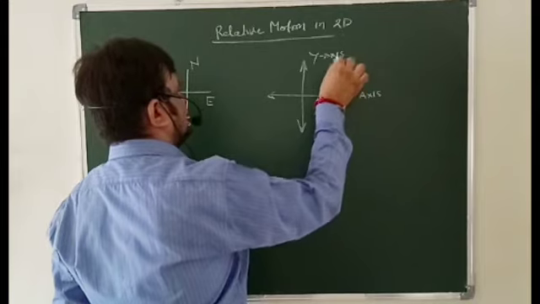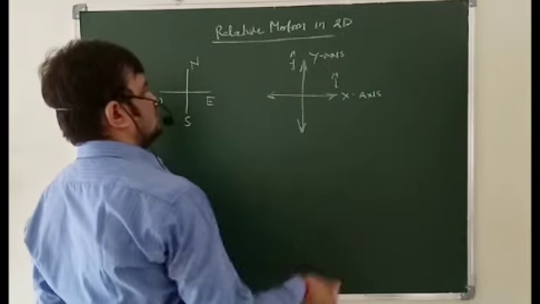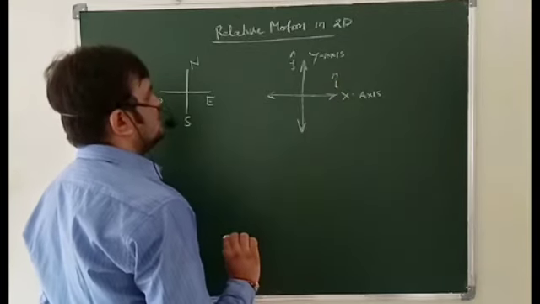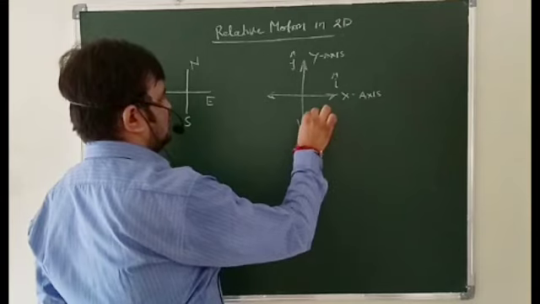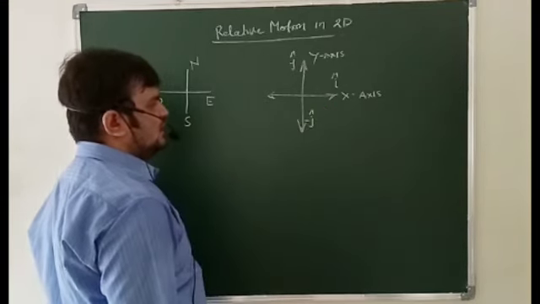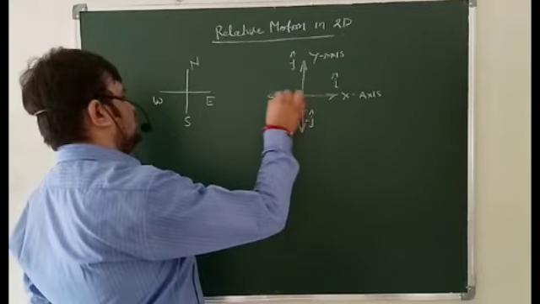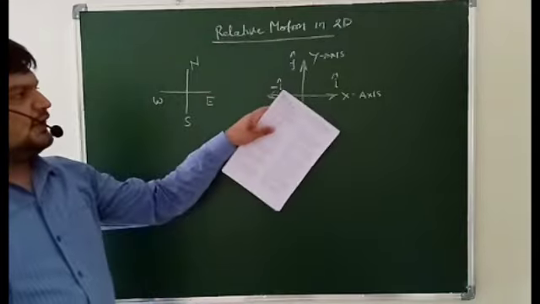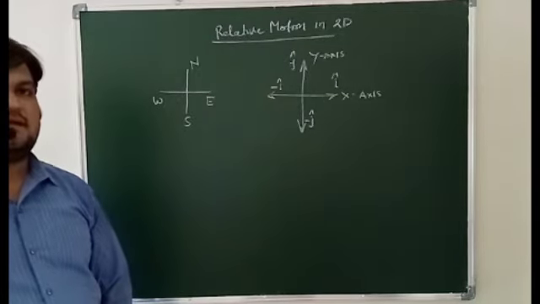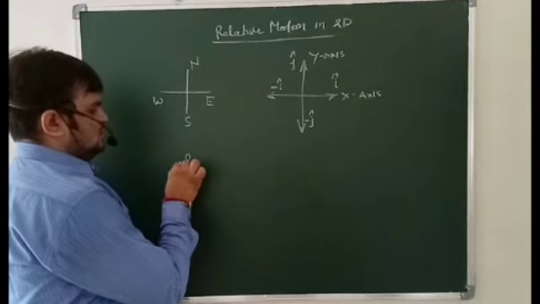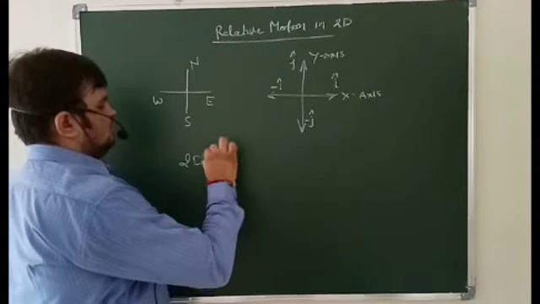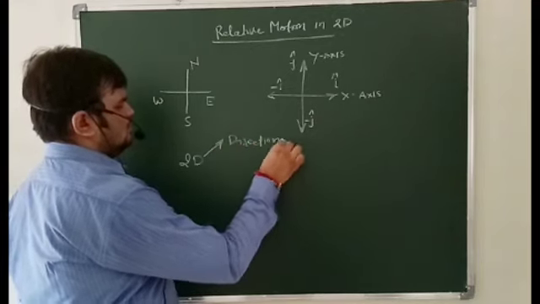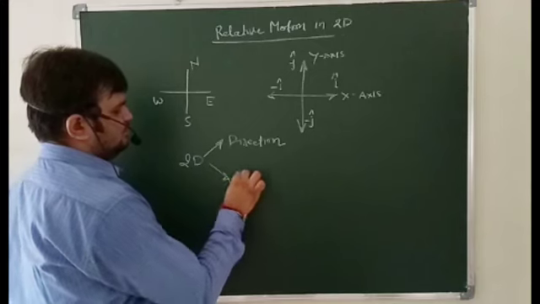Here i caret is the unit vector in the x direction, j caret is the unit vector in the y direction, minus j caret is the unit vector in the negative y direction, and minus i caret is the unit vector in the negative x direction. So in two-dimensional relative motion, we have to consider the direction as well as the magnitude.